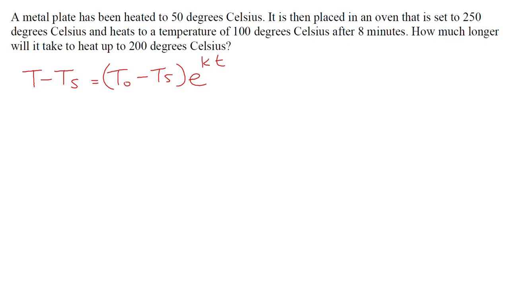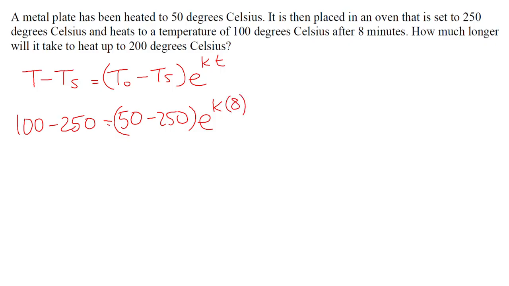So the first step here is to find the value of k using the given information. So it starts out at 50, and it increases to 100. So our final is 100, and our surrounding temperature was 250. So we have 100 minus 250 equals our initial of 50 minus 250 times e to the k times t, which was 8. It took 8 minutes for it to register that new temperature. So we end up with negative 150 equals negative 200 e to the 8k.